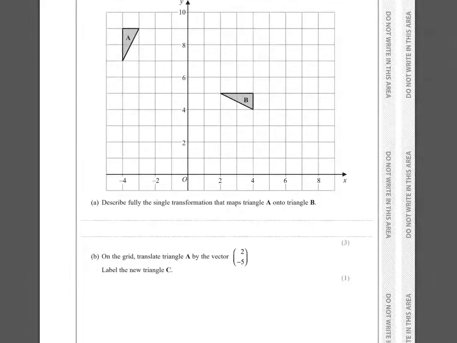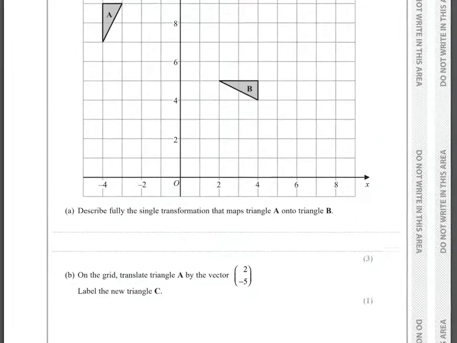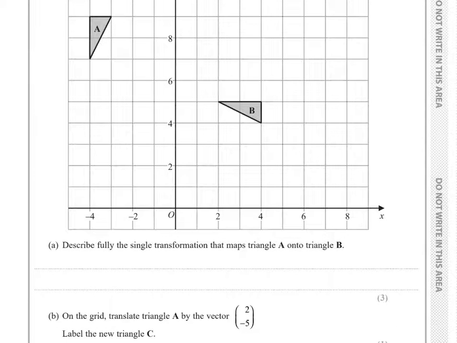Okay, a bit of transformations. These are more tricky to do online, but we'll try and show what's going on. So A onto B. So from there we are rotating it, but the centre is going to be over here somewhere to turn this. Now what you really need is a bit of tracing paper, and then you can test this out. But I'm going to do it by eye and say, okay, if I had it there and I rotated it, it would come over here.